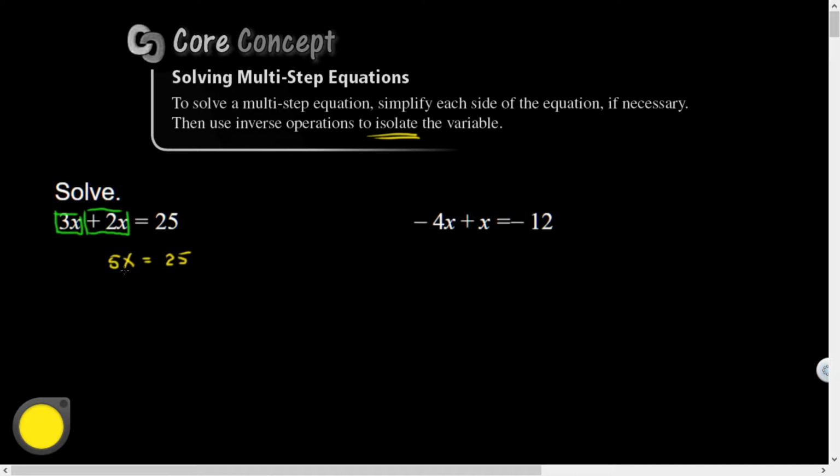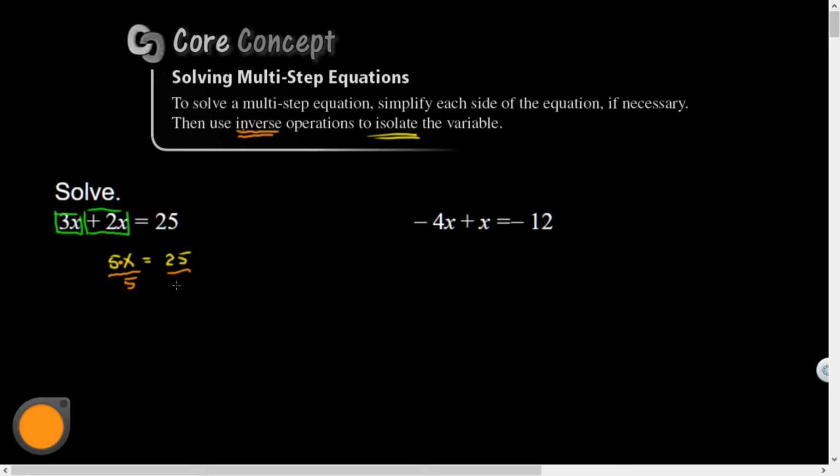So now that I've simplified the equation, I'm going to use my inverse operations. What is currently happening to my x? I want to get x alone. It is currently being multiplied by 5. So what is the inverse, the opposite, so to speak? The opposite of multiplication is division. So the undoing of multiplying by 5 would be to divide by 5.